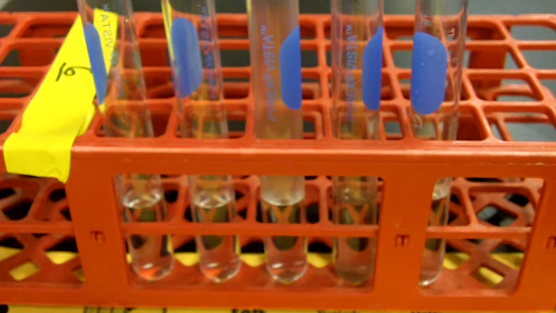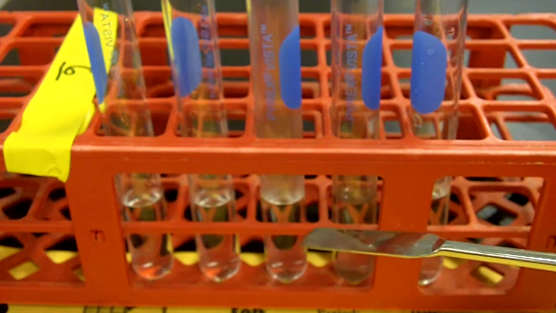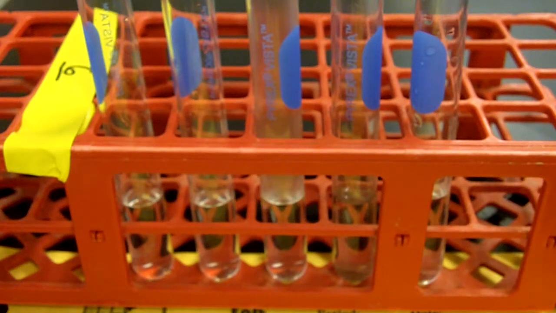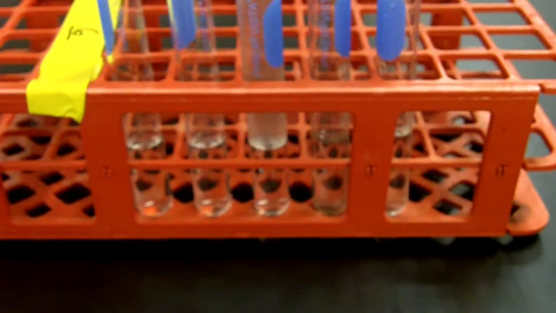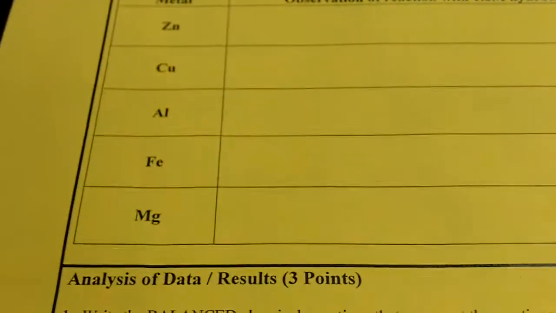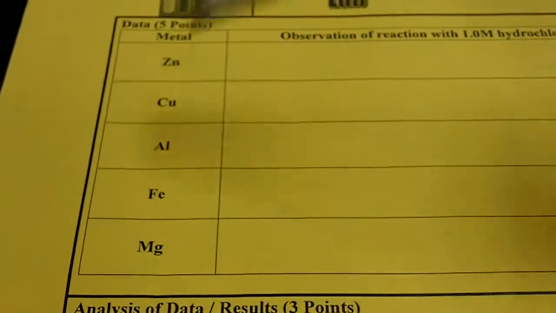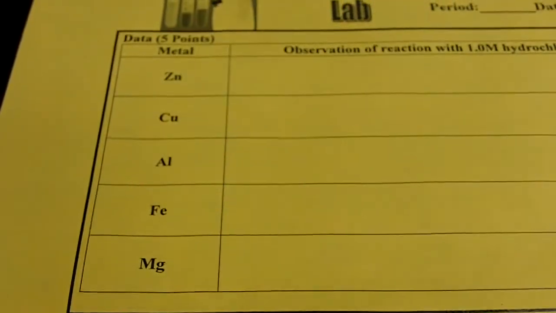Well, we do have the setup right here. As you can see, we do have 5 test tubes: 1, 2, 3, 4, and 5. Those test tubes are going to be holding the metals in the same order that they're presented on the lab sheet on the second side. So looking at the data table in the lab sheet, from left to right, the test tubes will contain zinc, copper, aluminum, iron, and magnesium.